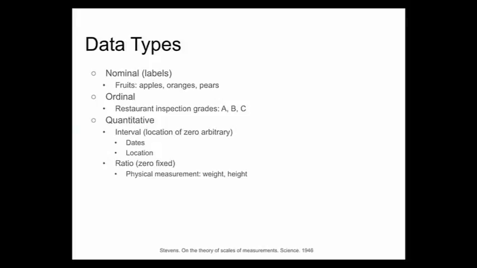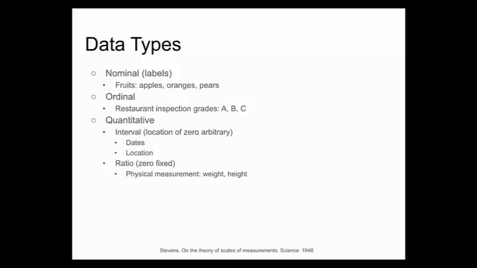I was in New York City for 10 years, where we were very aware that all the restaurants we were going into had an A, B, or C grade. There is an inherent order to those. And then you've got quantitative variables. One is referred to as interval, where your location of 0 is somewhat arbitrary, for example a date or a location. And then you've got this other type called ratio, where the 0 is fixed. So this is going to be something like a physical measurement, weight, or height.